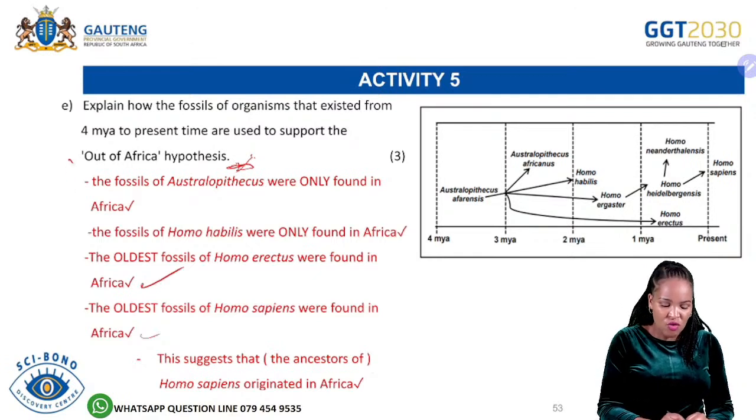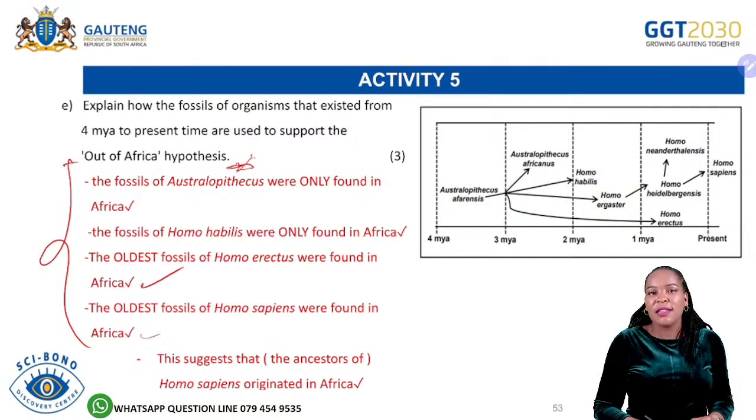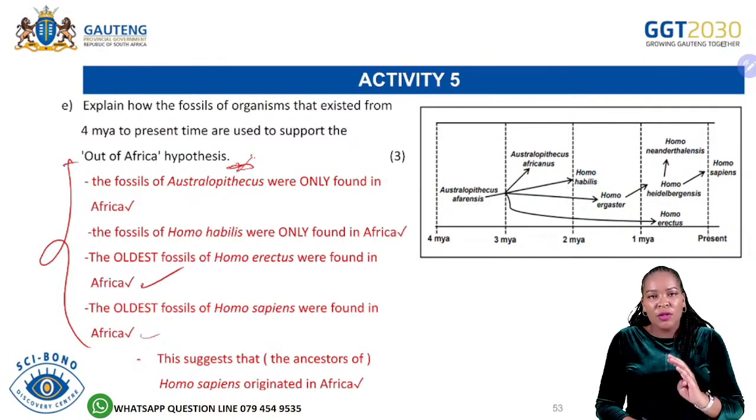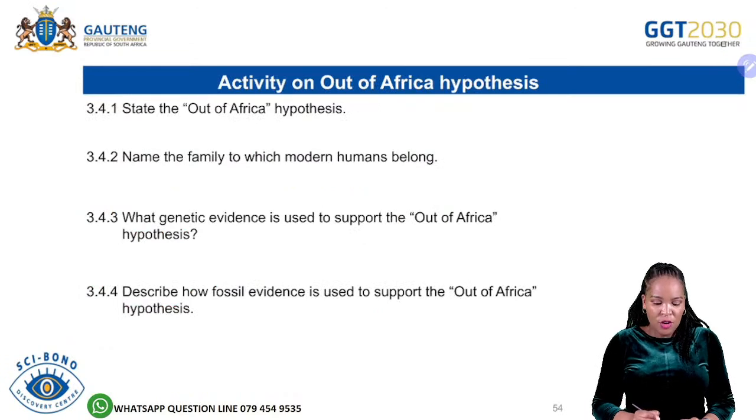Please make sure that you know all of this off by heart. These are also easy marks that you can use. 4 reasons of fossils to support the out of Africa hypothesis. Just know them off by heart. Please, please, please.